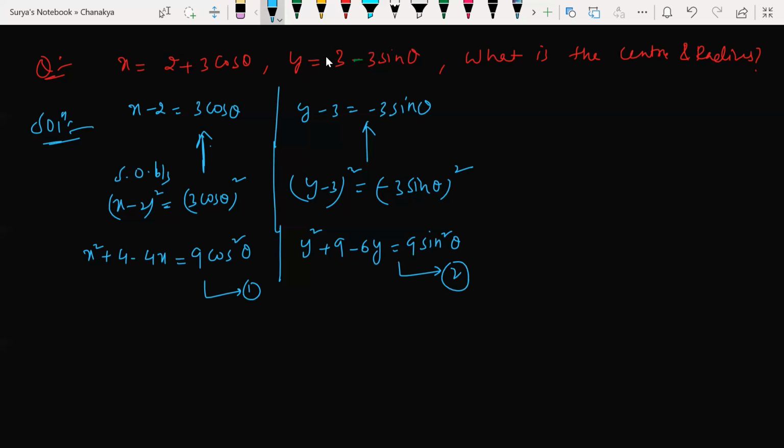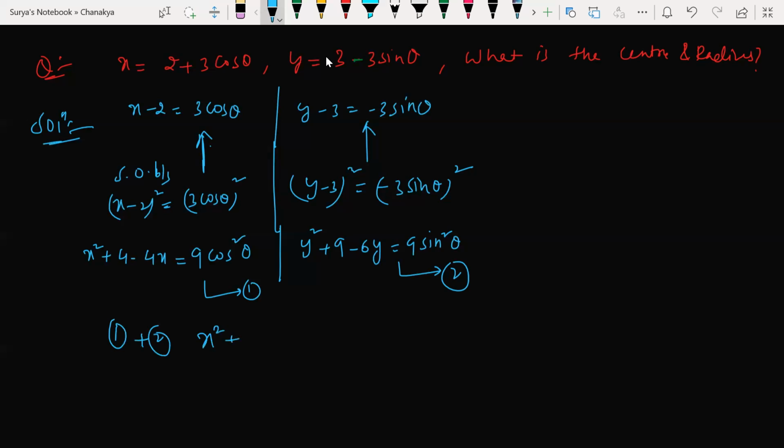You have sine square theta and cos square theta. What you have to do? Whenever you get cos square theta and sine square theta with the same coefficient, blindly you add those two equations. If I add 1 plus 2, why should we add that? Because cos square theta plus sine square theta gives me 1.